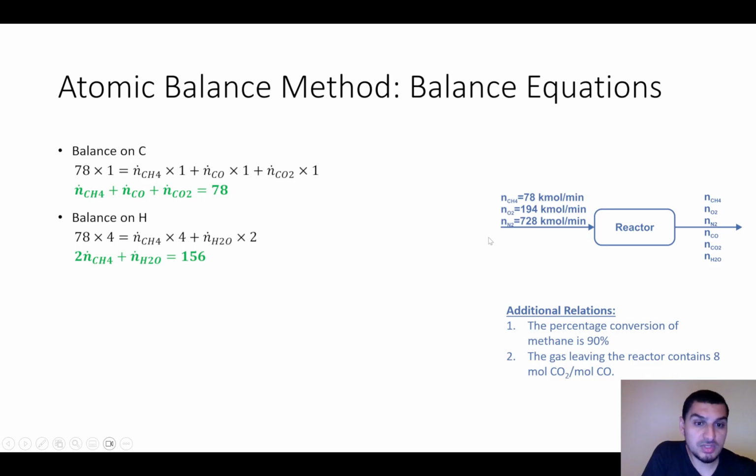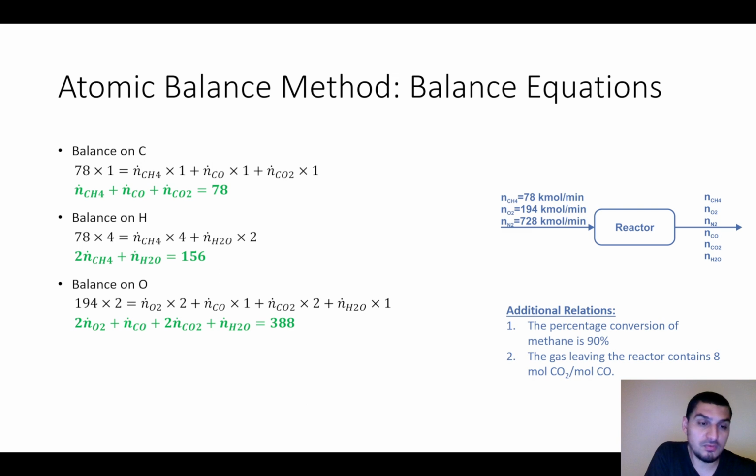The third equation is for oxygen. Oxygen is only available here, so it's 194 times 2 equals the number of moles of oxygen in the product stream times 2, plus the number of moles of carbon monoxide times 1, plus the number of moles of carbon dioxide times 2, plus the number of moles of water times 1. And again, this is something you need to be very, very careful about. If you miss any of them, then all the results would be wrong, because the equation is not written correctly.